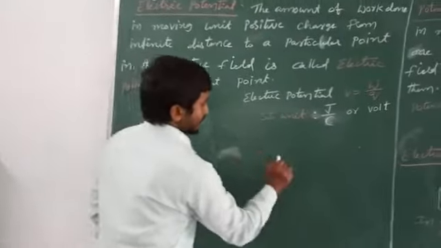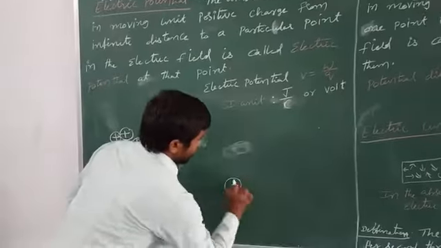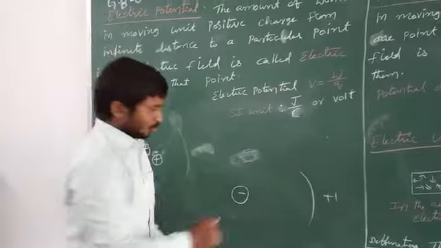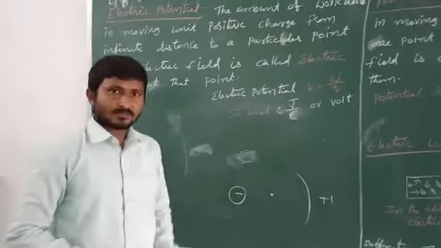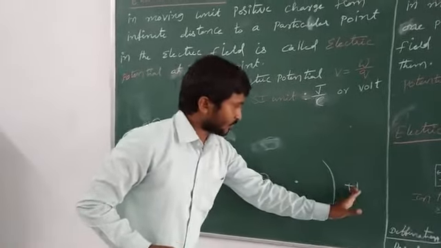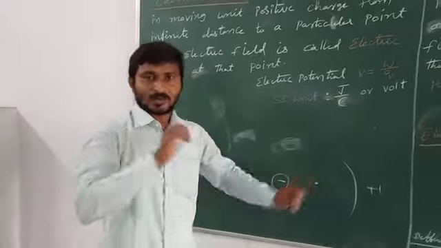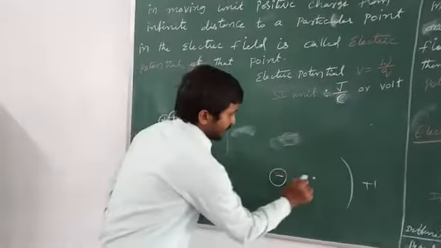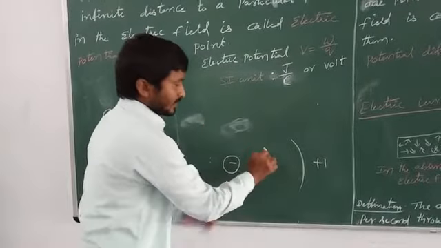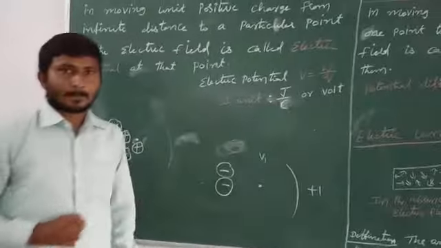Now, suppose we take a negative charge. Again, around the negative charge, an electric field is produced. To find the electric potential at any point, from the definition, it is the amount of work done in moving unit positive charge from infinite distance to a particular point. To bring this unit positive charge carrier here, we are doing some work and it has some potential. Now we take another negative charge carrier.